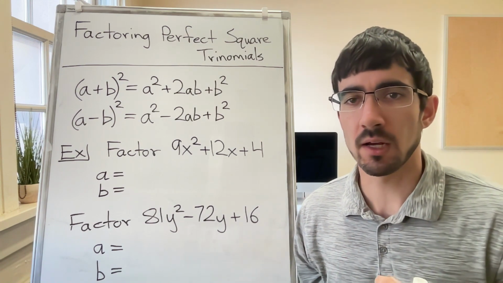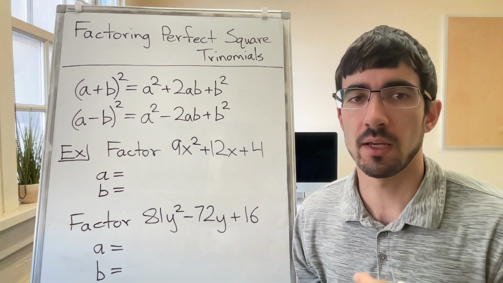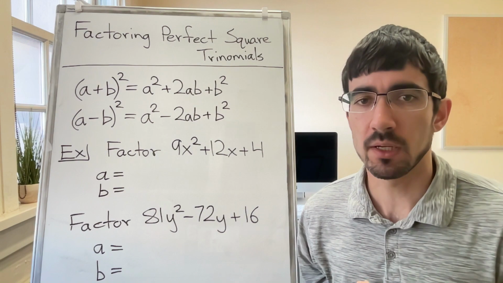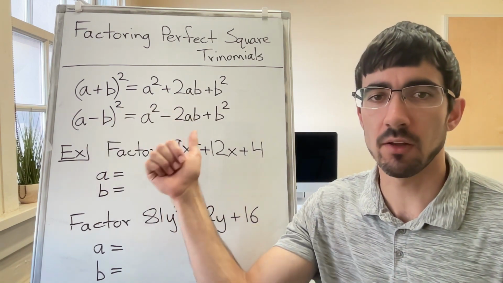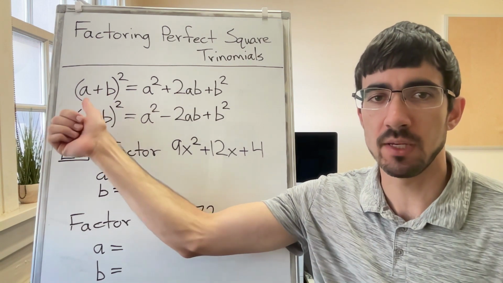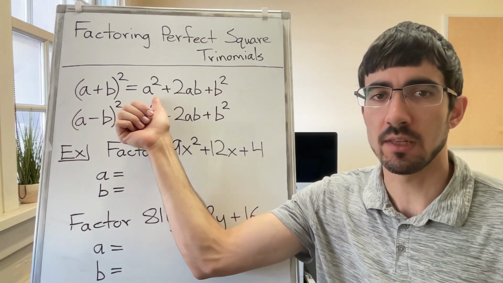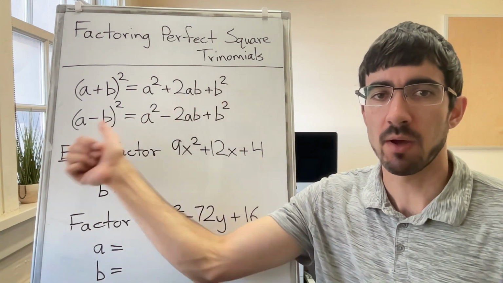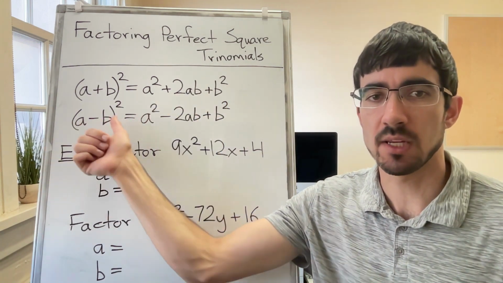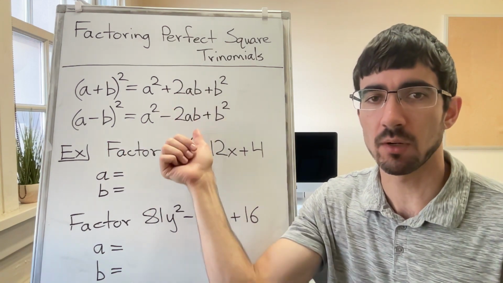However, if you recognize that your trinomial is a perfect square, then you can quickly write down the factors because perfect square trinomials follow this pattern. So if my factors are (a plus b) squared, or (a plus b) times (a plus b), that results in this trinomial. If my factors are (a minus b) times (a minus b), that results in this trinomial. There's a similar pattern going on.